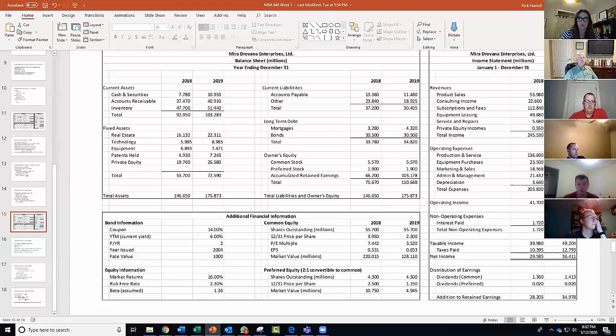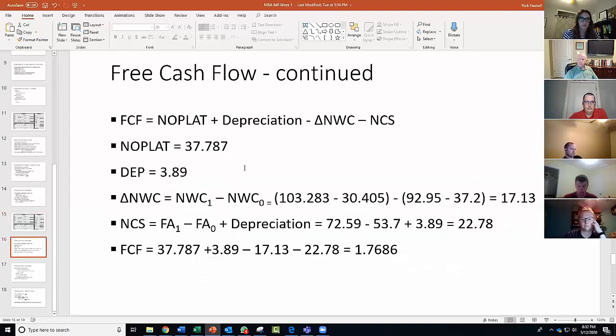So for 2019, after this flat tax has gone into effect, the tax rate on EBIT is 26%. So 1 minus that is 0.74. So it's 51.063 times 0.74 is going to give us NOPLAT. We will add to that depreciation of 3.89, and we're well along our way to our free cash flow equation.